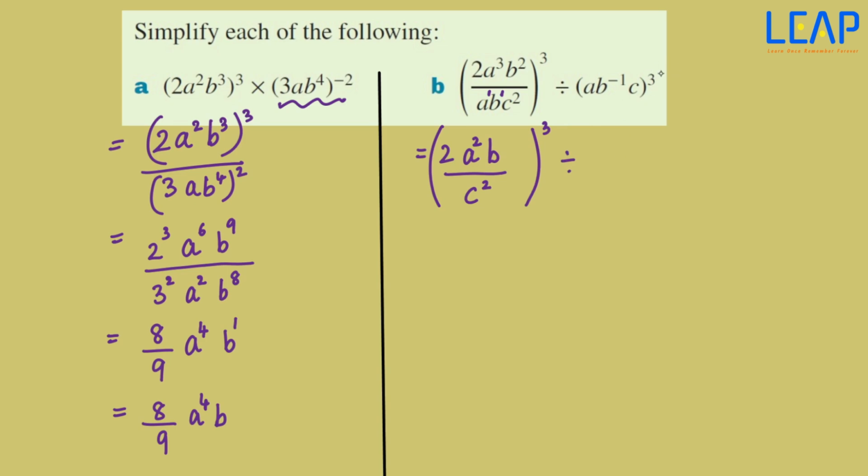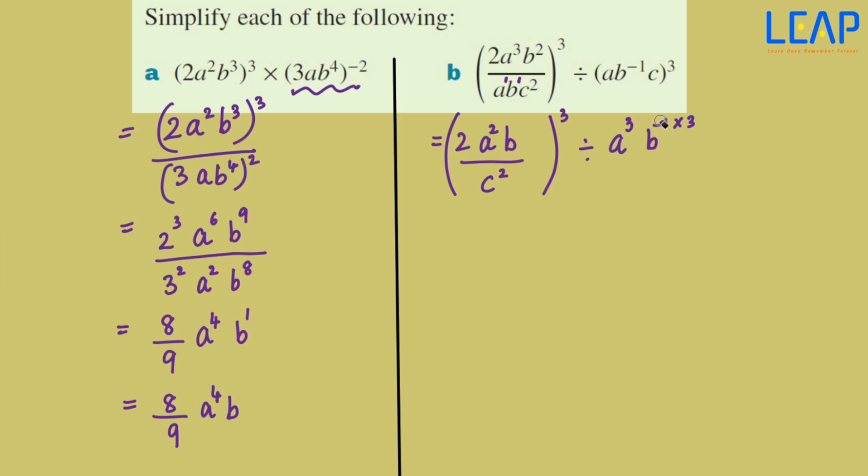Now you can actually bring down this exponent for each of these here if you want. So in that case, it would be a cubed, b to the power of negative 1 times 3 becomes b to the power of negative 3. That's it. And then c cubed as it is.